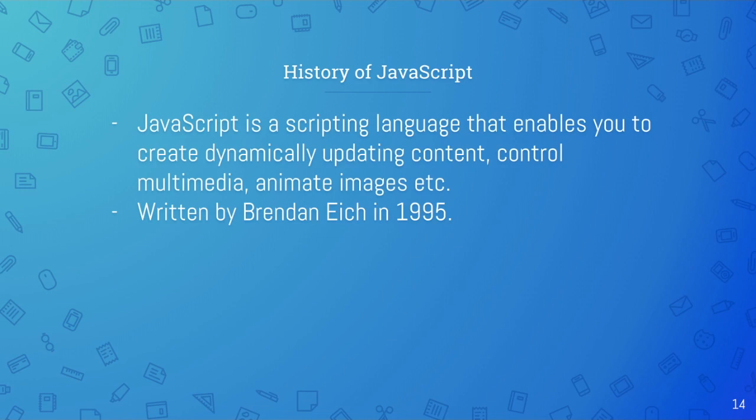Then in 1996 and 97, JavaScript was taken to ECMA. The full form of ECMA is European Computer Manufacturers Association. When JavaScript was taken to them, they released ECMAScript, or ES for short. That's why you call it ES5, ES6. It is basically a trademark scripting language specification created by ECMA.